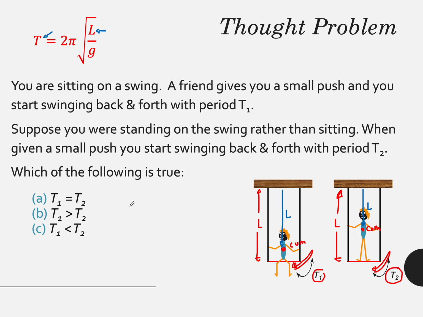So what's going to be true? T2, where the shorter length, has to be a smaller period than T1. Correct answer on this one? It's going to take longer to swing back and forth if you're sitting than if you're standing.